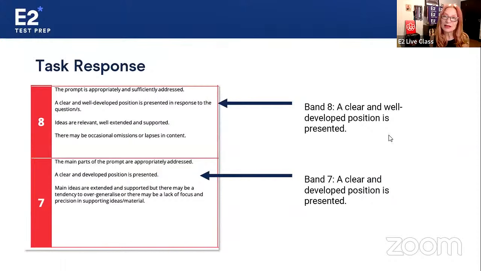Now the issue of the position, the writer's position, this was a change. This is one of the major changes in the band descriptors. Previously, it said a clear and strong position throughout the response. That was the previous band descriptor. Now it says a clear and developed position is presented. If we think of what developed means, that means that you discuss it, you present the points, your points of view as a writer.